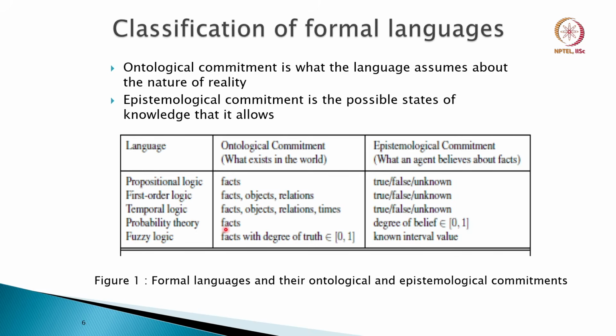And in probability theory, of course, you are using facts, but this epistemological commitment, or what does the agent believe about these facts? True, false, or unknown in the case of propositional logic, same here in the case of temporal logic and first order logic. But in the case of probability theory, there is a degree of belief from 0 to 1. And in the case of fuzzy logic, the facts also have a degree of truth. So we'll see these types of logics later. First we'll see the first order logic.